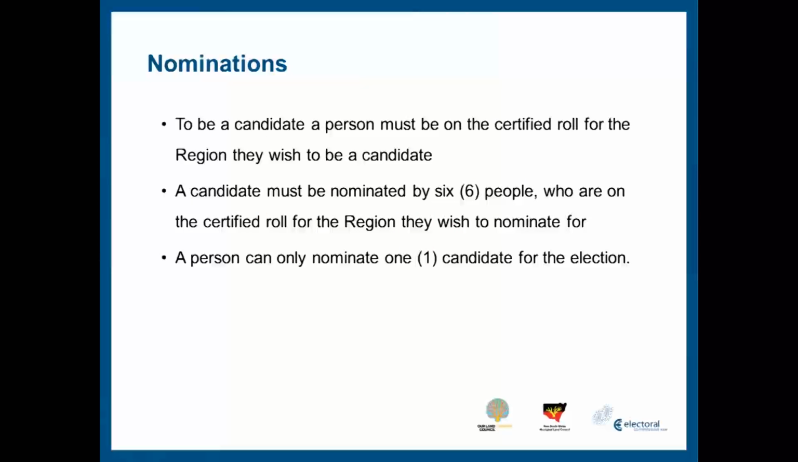Nominations. To be a candidate, a person must be on the certified roll for the region they wish to be a candidate. The candidate must be nominated by at least 6 people who are also on the certified roll for the region in which the candidate is nominating. So the candidate and the 6 nominators must all come from the same region. A person can only nominate one candidate for the election, so a nominator can only nominate one person as a candidate for the election.